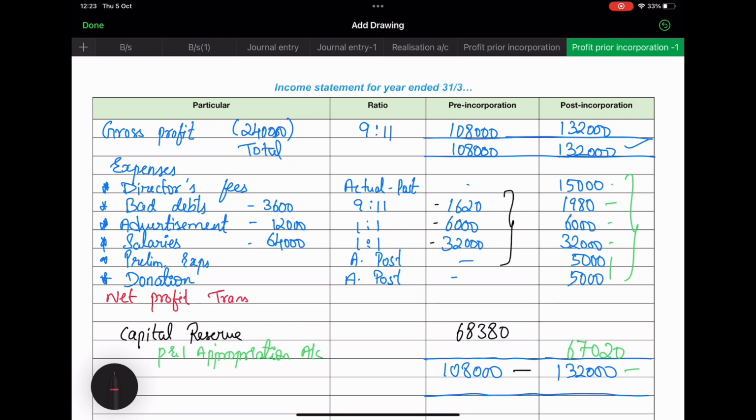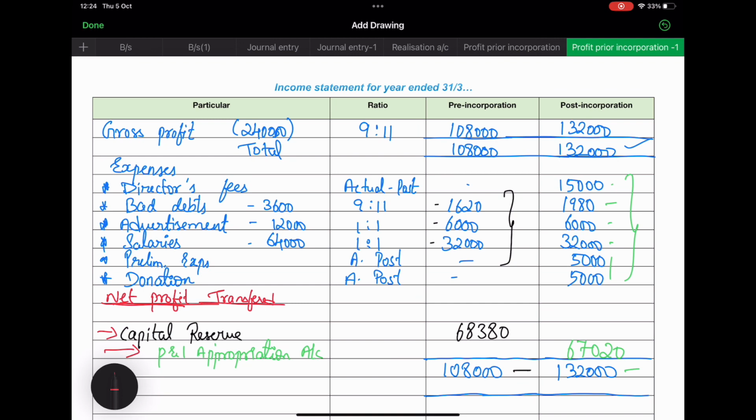Net profit transferred. I just wrote the heading for the below calculations. So the company has earned a net profit. Pre-incorporation profit is transferred to capital reserve, and post-incorporation profit is transferred to P&L appropriation account. This is how we are going to solve the problem. Very easy concept. If you identified which expenses should be bifurcated on which ratio, if you came to know perfectly, other adjustments will be very easy.